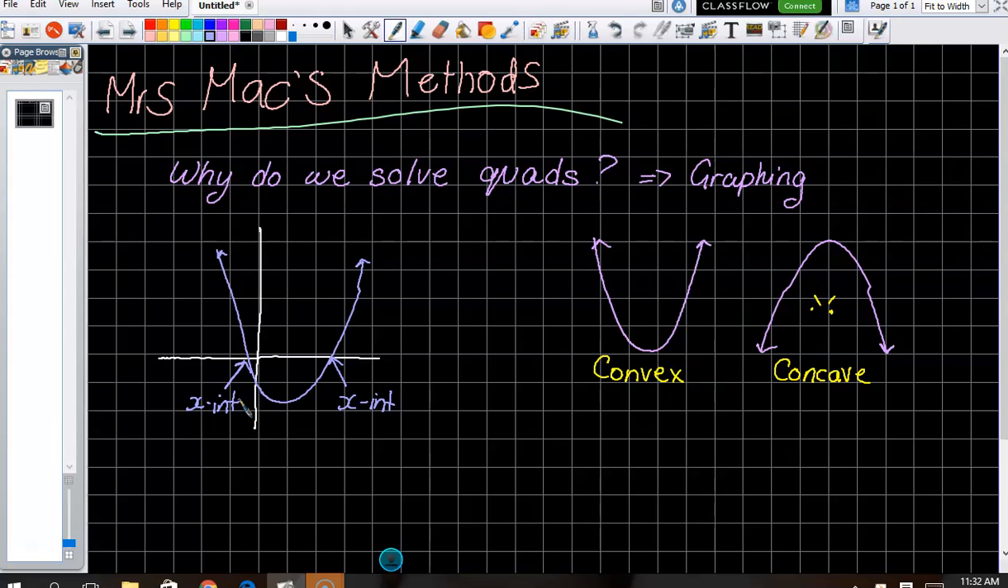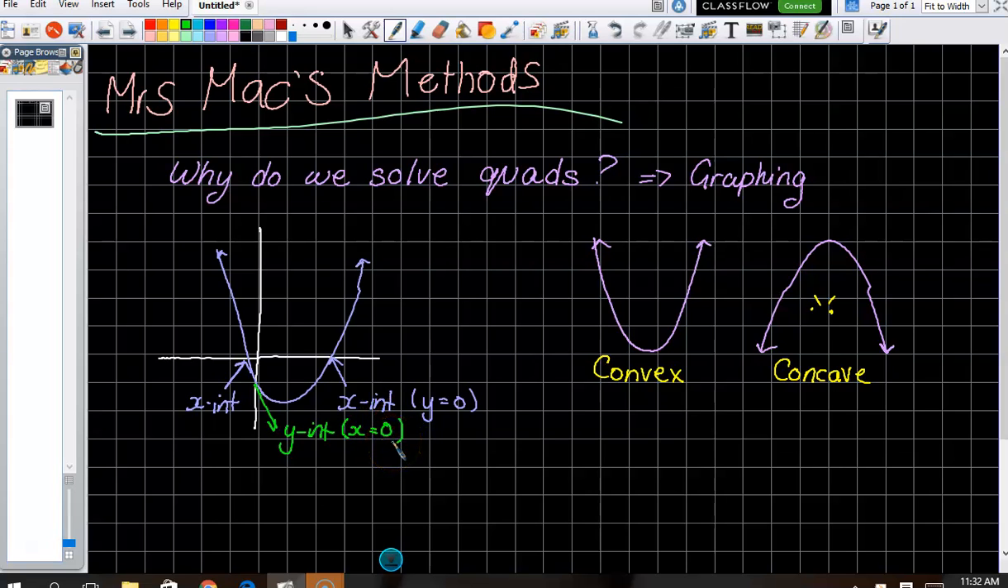What's another key feature on our graph that helps us sketch it? The y-intercept. And hopefully that's pretty easy, because how do we find our x-intercepts? You make y equal to 0. That's why we get everything on one side and make it equal to 0. Well, how do you find your y-intercept? You make x equal to 0.